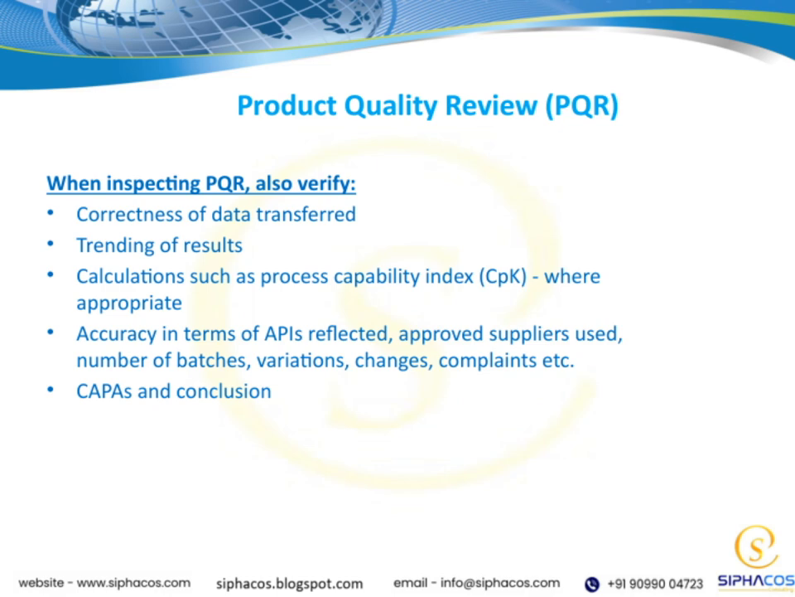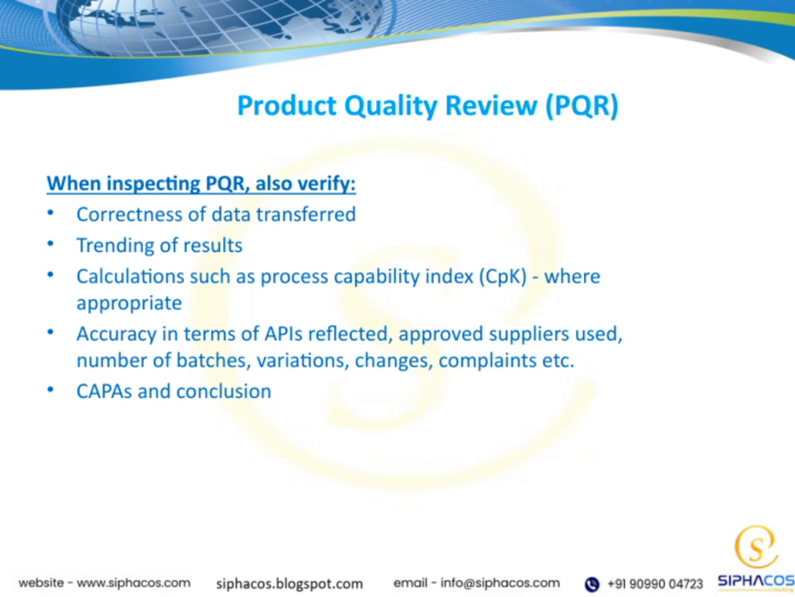Accuracy is another critical point. This includes verifying that the reflected APIs are correct, that approved suppliers are used, and that the number of batches, variations, changes, and complaints are properly documented. Finally, I consider the CAPAs, corrective and preventive actions, and the overall conclusion of the review. All these elements together help us ensure that the product quality is maintained and continuous improvement is achieved. This thorough review is essential in our overall quality assurance process and ties directly into our ongoing efforts to deliver safe, effective products.